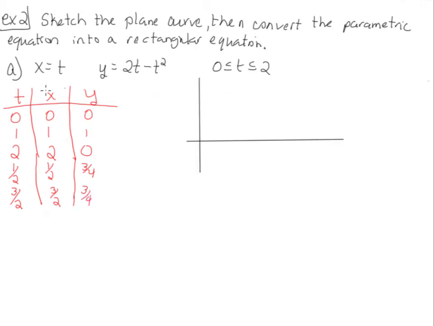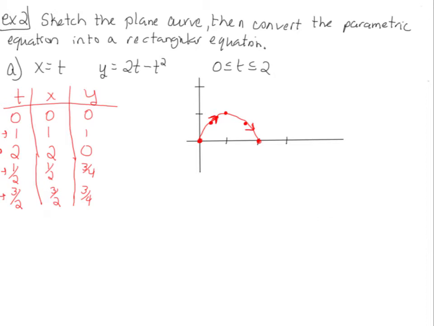Now let's use these 5 points to plot our graph. So I notice my domain is going from 0 to 2. My range is from 0 to 1. And let's plot each point. So now I'm plotting the 1/2, then the 1, then x equals 1 and 1/2, and then finally x equals 2. So we have a parabola in this shape, marking my path with arrows. That is the graph of the plane curve.